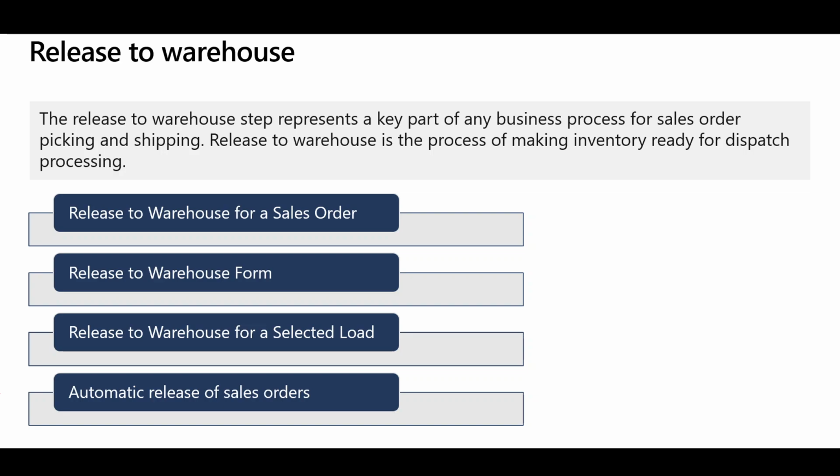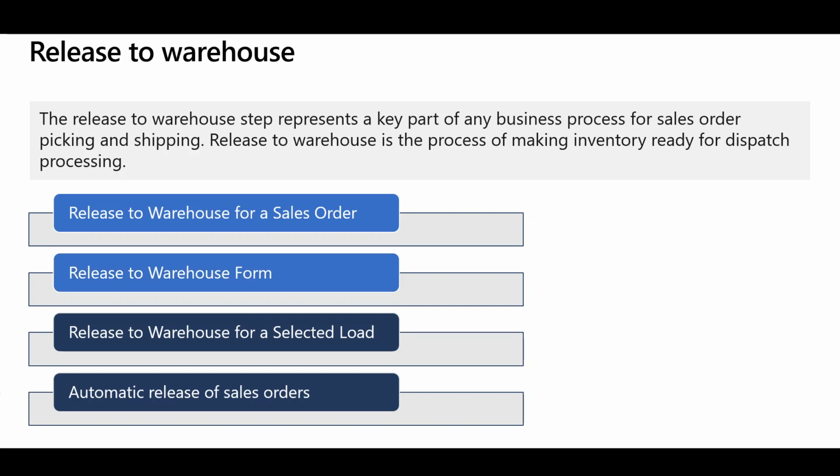The process of release to warehouse might vary from one company to another depending on the business industry and the warehouse or logistics process. So for example, for order picking scenarios, the release to warehouse step can be performed for a single sales order from the sales order form. Typically, this process is performed at the completion of the order entry process by the customer service rep.